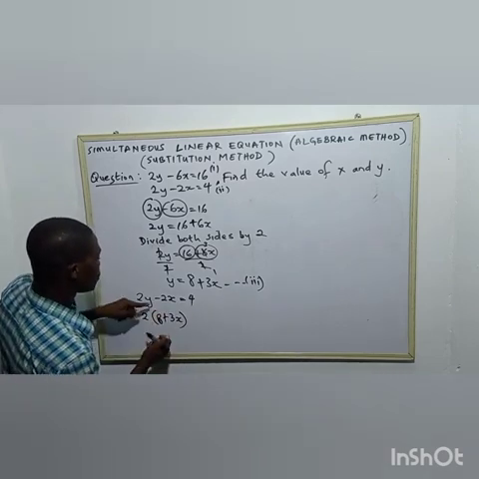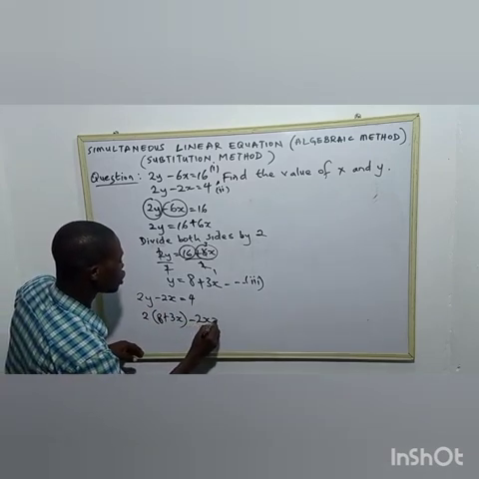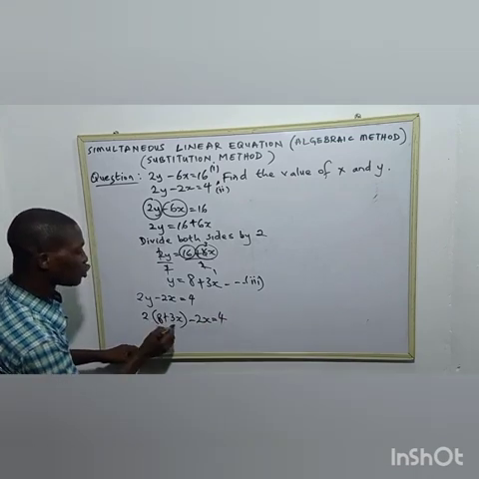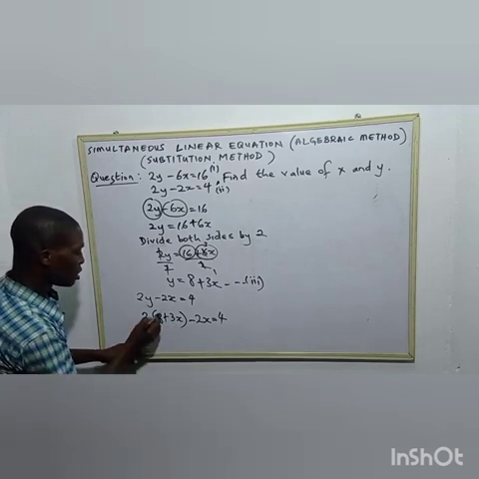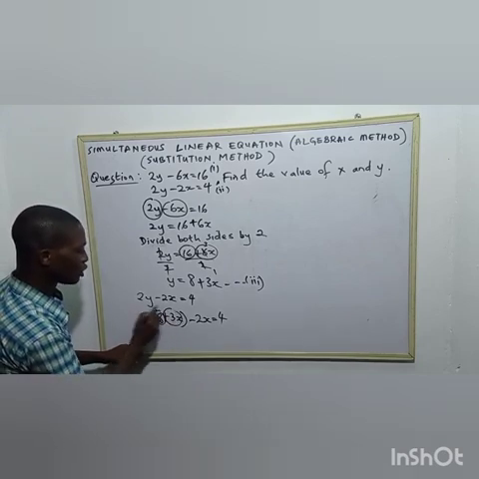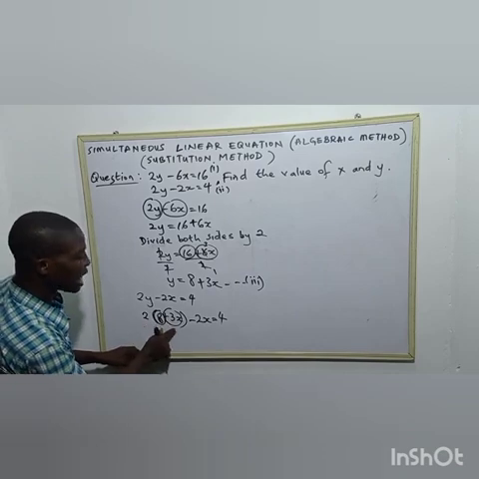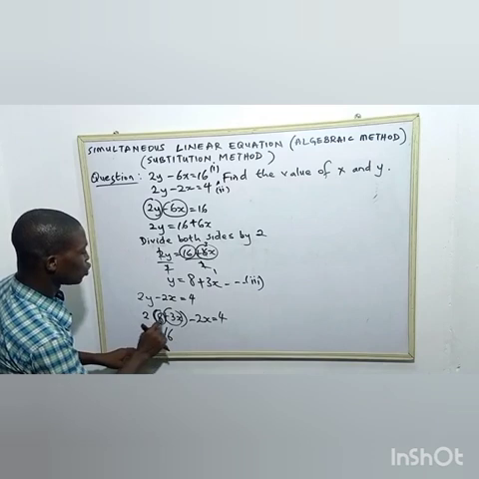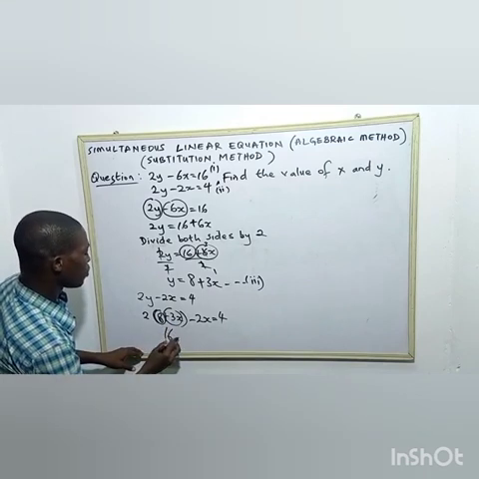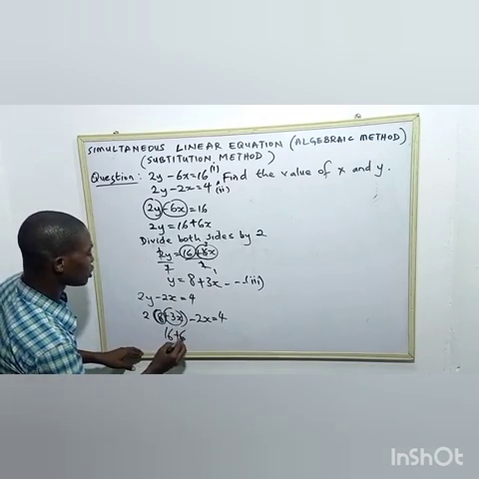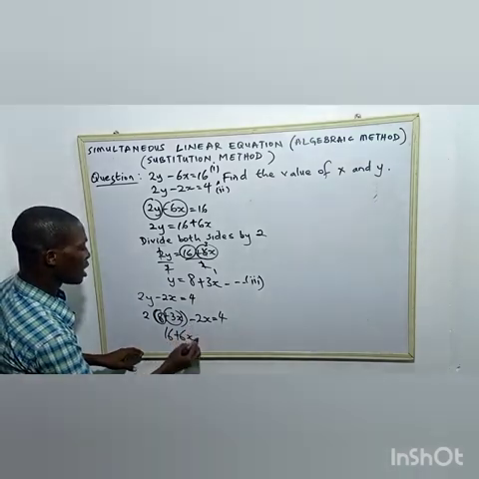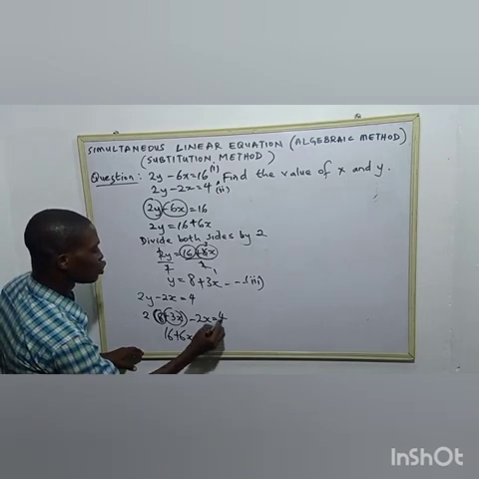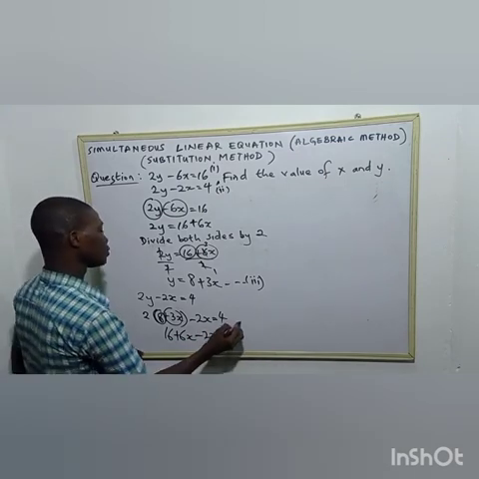Then let's continue. Minus 2x equals to 4. 2 times, we are having 2 terms inside this bracket, the 8 and the plus 3x. Use what is outside to multiply both of them. 2 times 8 is 16. 2 times plus 3x is plus 6x. Then the minus, write it. Then the 2x equals to the 4. Let's continue.